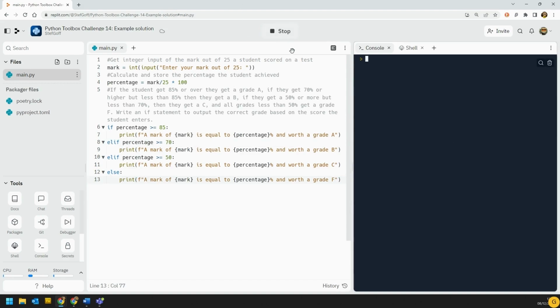Let's just run it and see what the outputs are so that we can make sure that it's working. So I'm going to put in 21, and 21 is 84%, which is a grade B. We're going to run it again. I put in 22, and you'll see a mark of 22 is 88%, so it's a grade A. So we're seeing our calculations are right here. I'll give it 13, and 13 is 52%, so that's a grade C. And now let's give it 12, and we should get our grade F. And as you can see, we do get that.